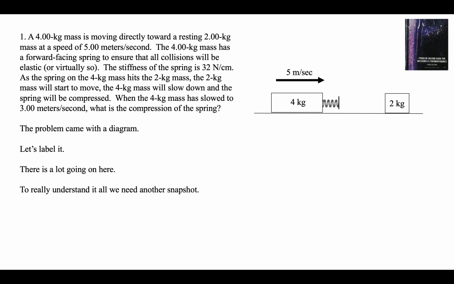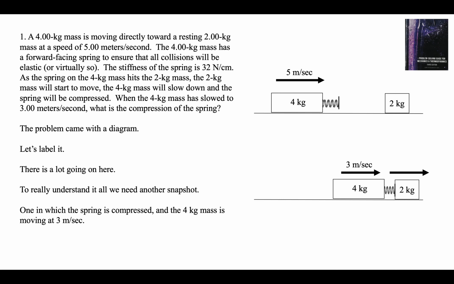Let's use another snapshot, one in which the spring is compressed and the 4 kilogram mass is moving at 3 meters per second. We need a second diagram, and there it is. The 4 kilogram mass hits the 2 kilogram mass, compresses the spring, and now the 2 kilogram mass takes off.